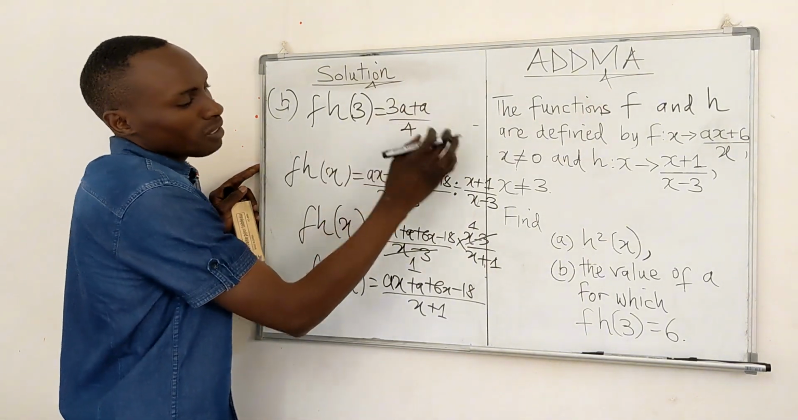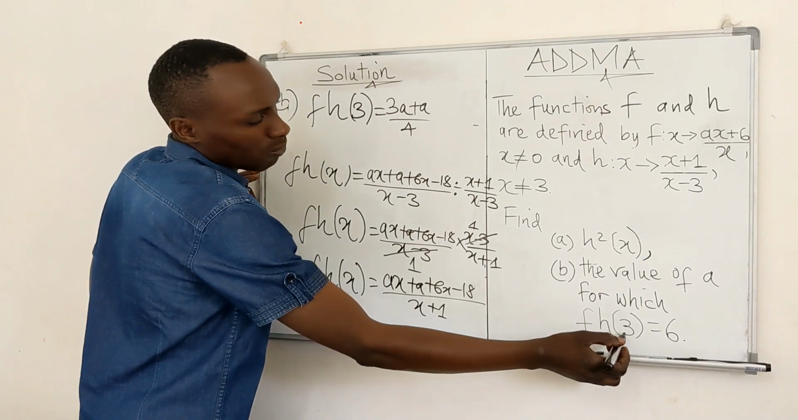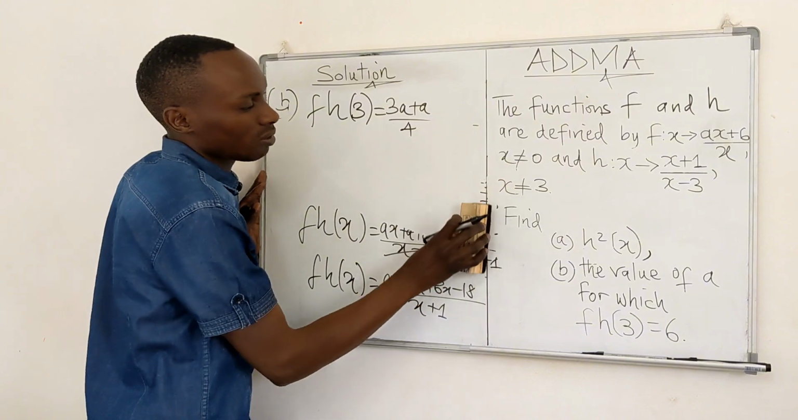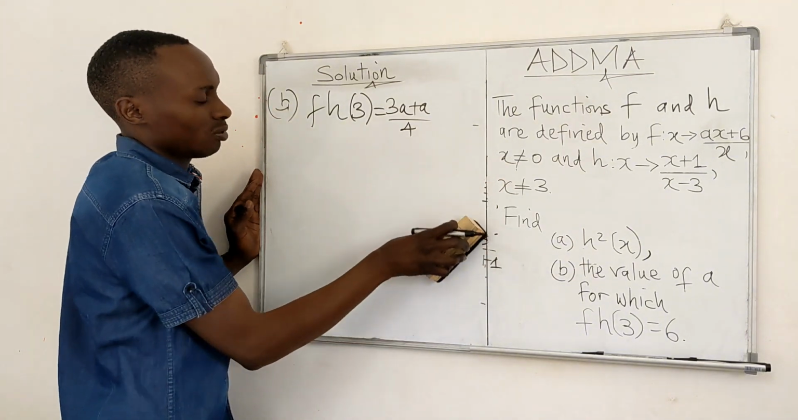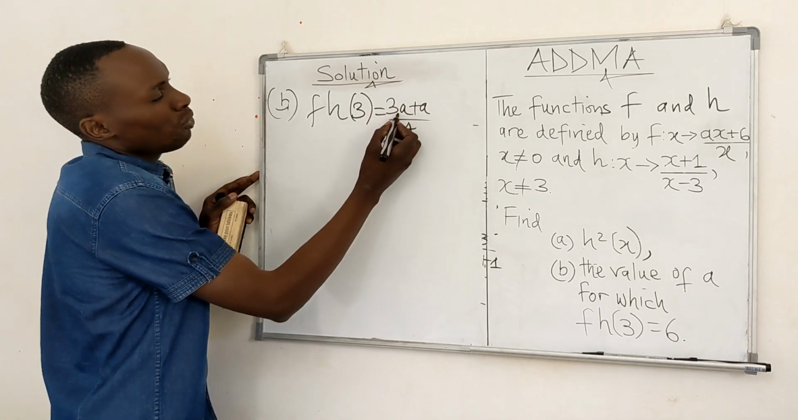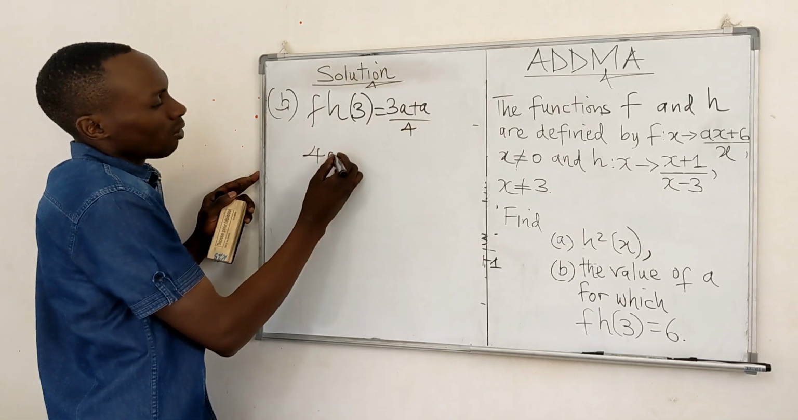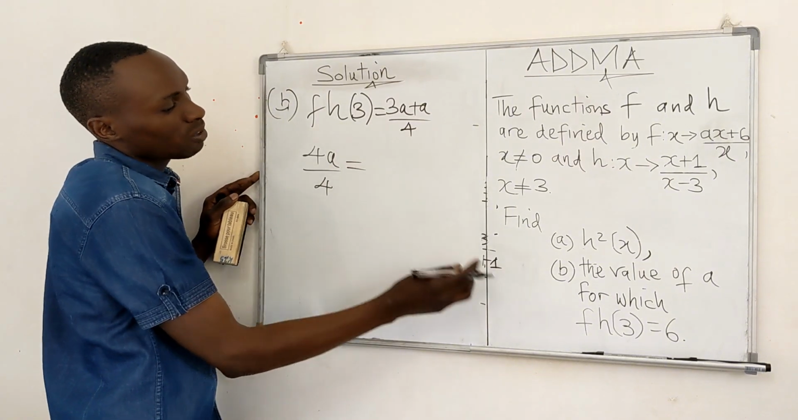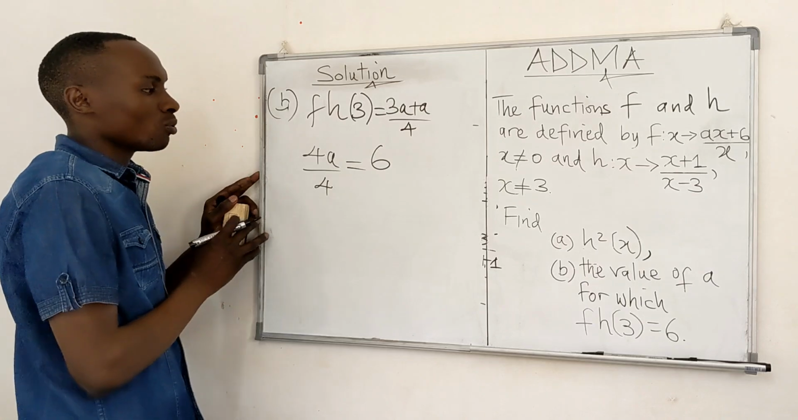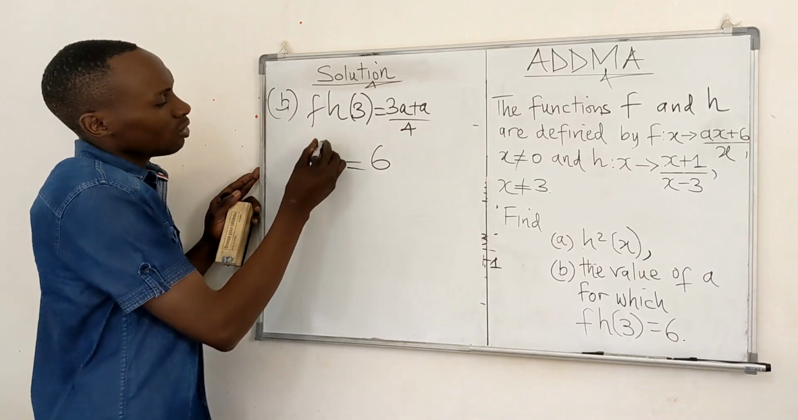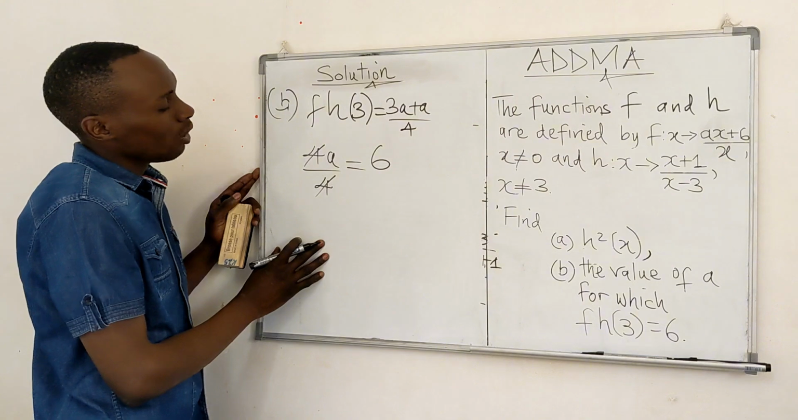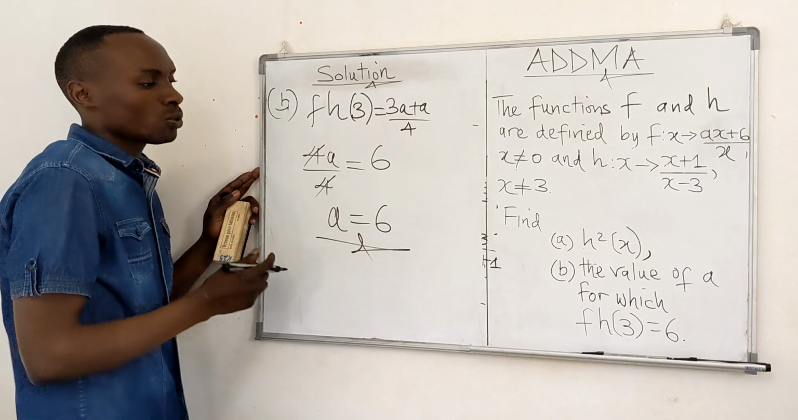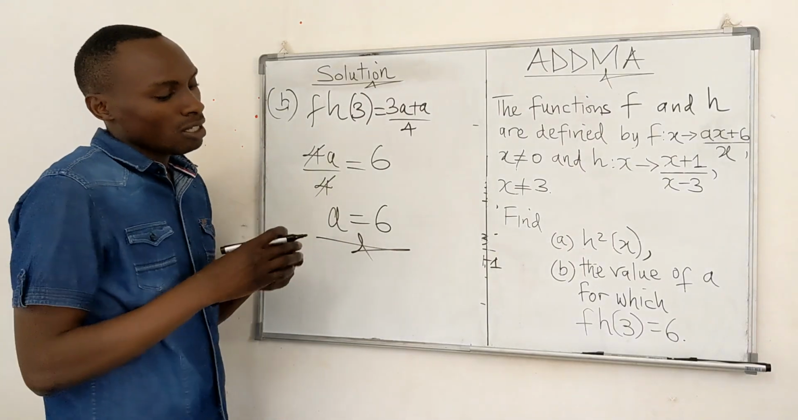Now we equate this to 6 because fh of 3 is equal to 6. So for this, we'll do the following. 3a plus a gives 4a over 4. So this is our fh of 3. So this equals 6. So then what is the answer? What is a? So 4 can simplify with 4, giving us 1. 1 times a is just a equal to 6. So that's what we get for a on the last part there.